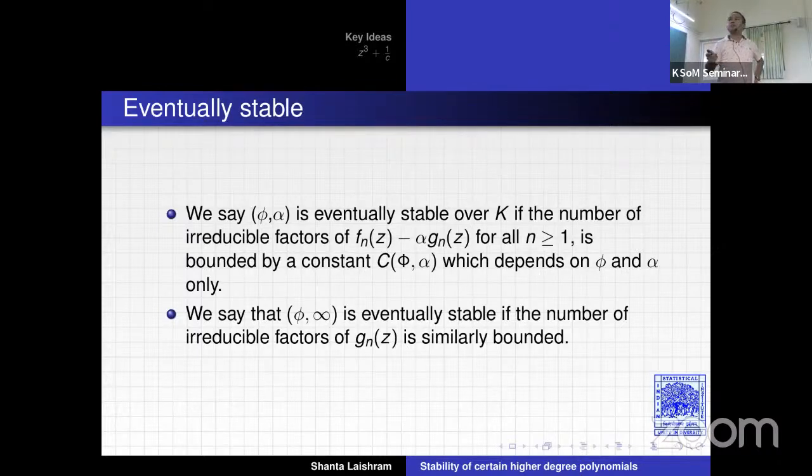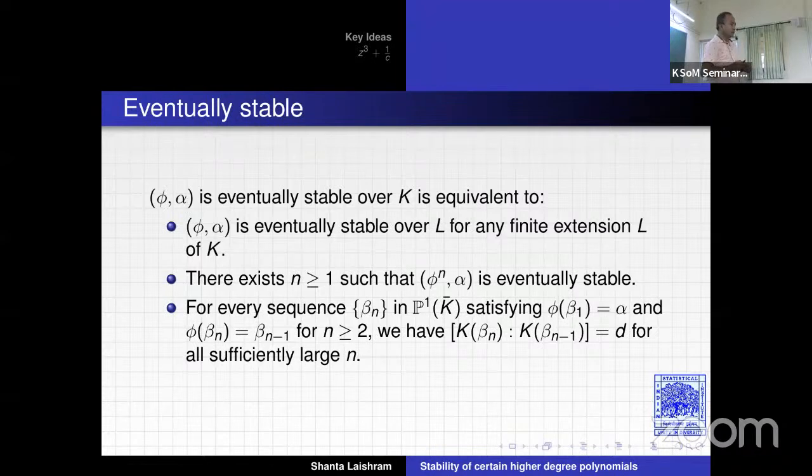Remember that phi n of alpha is actually fn by gn. So this is for alpha not the point at infinity. If you take alpha to be the point at infinity, then we call it eventually stable if the number of irreducible factors of gn is bounded by a constant which depends only on alpha and phi.